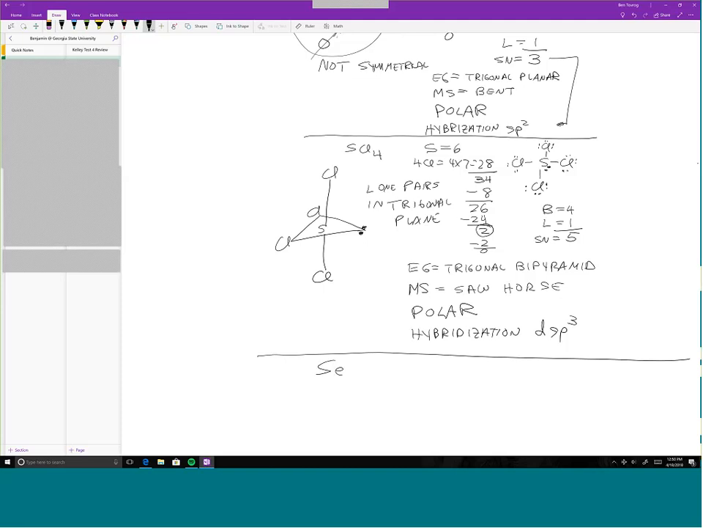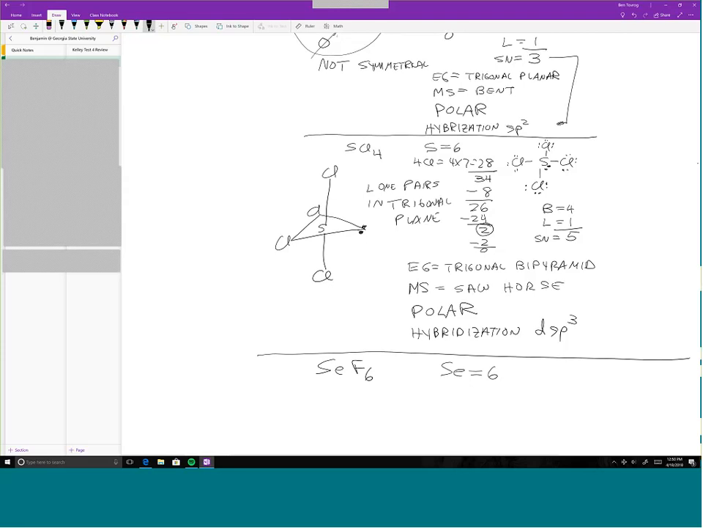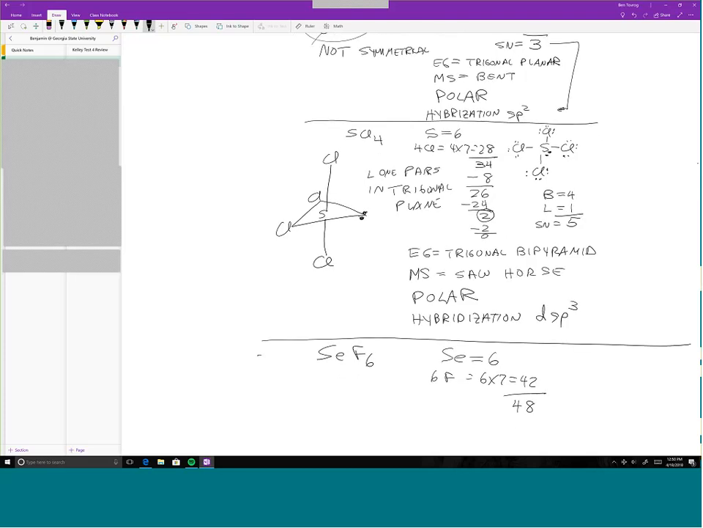SeF6. Okay, so what do we have going here? Well, we have selenium, which is group 6, so that brings us 6 valence electrons, 6 fluorines, 6 times 7 is 42. So we have 48 total electrons to deal with. So that's a big number.